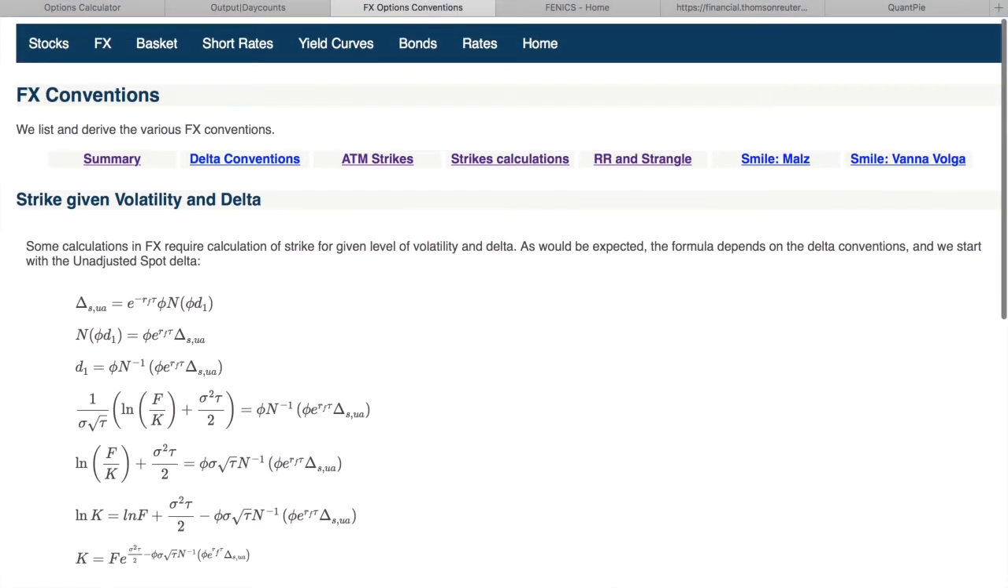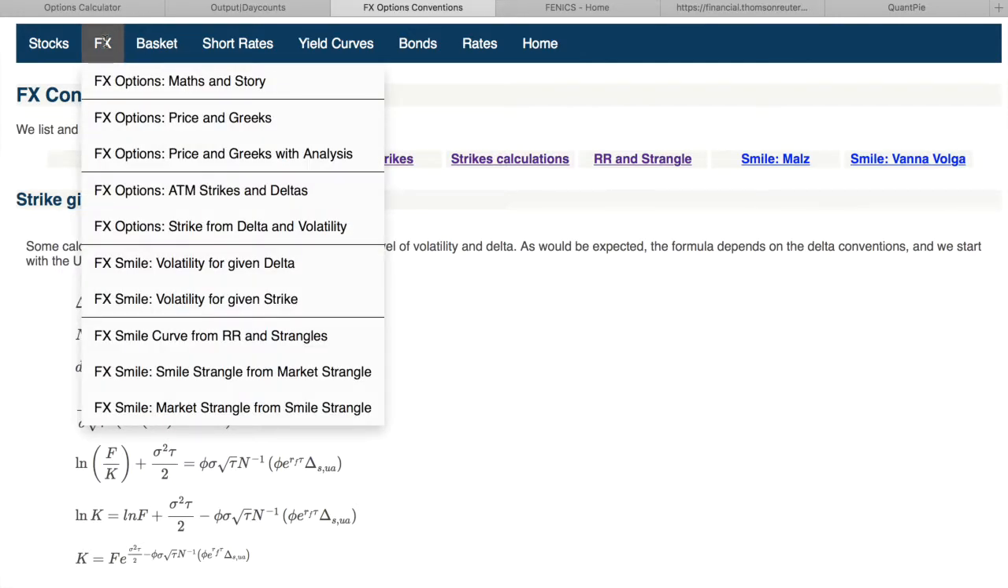The problem that now arises is, our smile function must assign the same price to this combination of call and put, even though the very existence of risk reversal implies that our call and put will have different volatilities. Converting the market strangle into smile strangle via a numerical root finding algorithm solves the problem. Luckily, QuantPy has a tool for that, which we quickly demonstrate now.